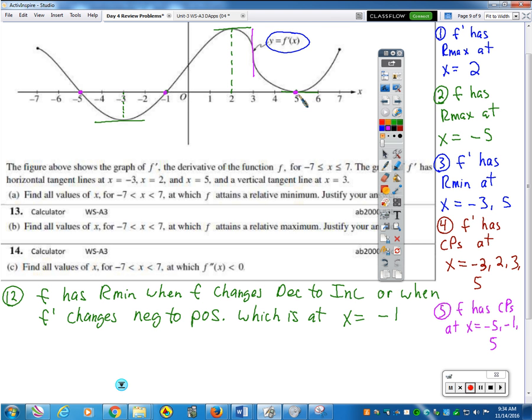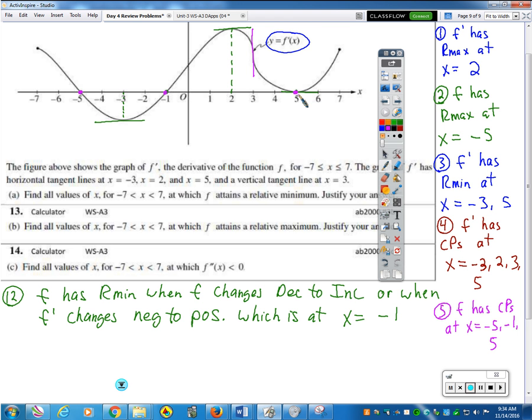Yeah. 3 tickets, outstanding. So it doesn't have to cross the x-axis, it just has to have a value of 0? Correct. Okay. For f to have a critical point, f prime simply has to equal 0. Because the f prime's value being 0 means that f's tangent slope is 0. So 1 or 2, here, vote. Ready?